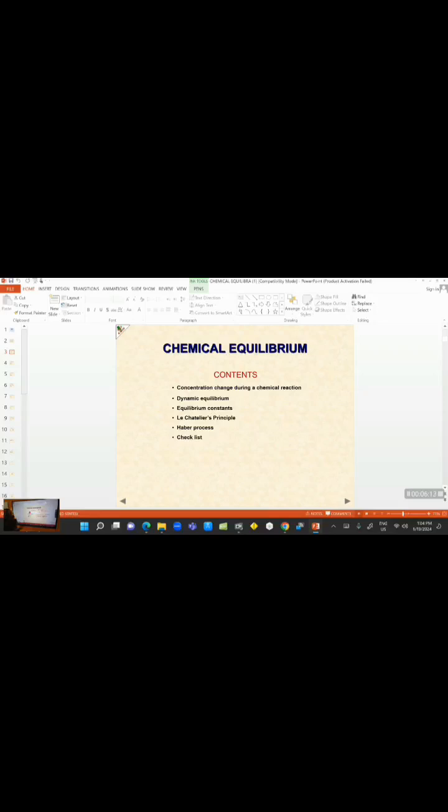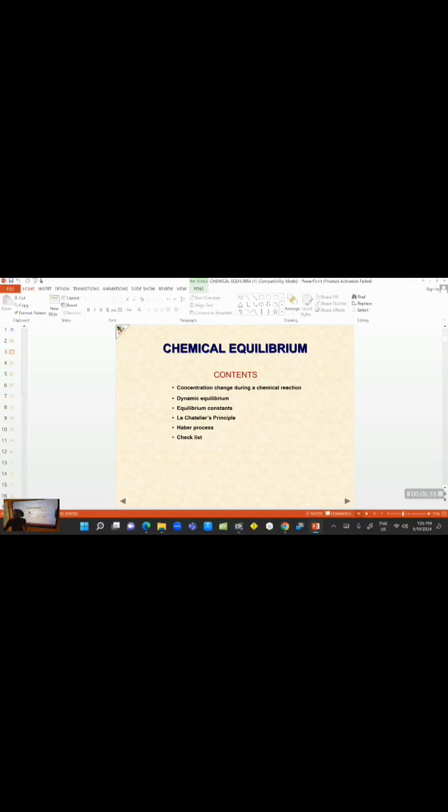Can you tell me what a reversible reaction is about, at least from your O-level chemistry? Anyone? Reactants, it can go both ways. Okay, thank you. The product can also react back to form the reactant. So we have this sign that we use. For example, I have A plus B, these are the reactants, and I have C plus D. So this reaction is referred to as a reversible reaction.